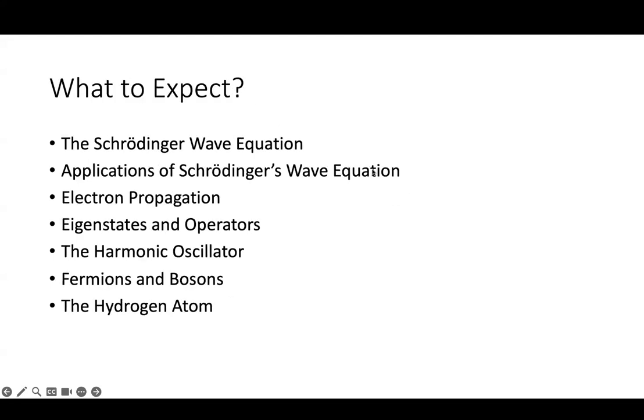So again, tulad ng sinabi ko, Schrodinger wave equation, applications of Schrodinger's wave equation, di-discuss din natin ang electron propagation. So this is also an application of Schrodinger's wave equation. How electrons propagate through, for example, energy barriers. Okay, so potential well, potential barrier, and we're in this topic.